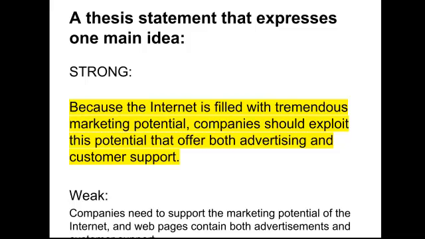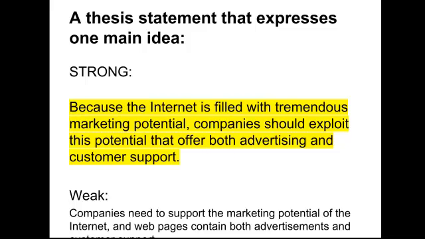Sorry for that interruption. So a thesis statement that expresses one main idea. Here's an example. Because the internet is filled with tremendous marketing potential, companies should exploit this potential that offer both advertising and customer support. Okay, so we have one, we're not going to talk about the whole internet, we're making it specific, one main idea.